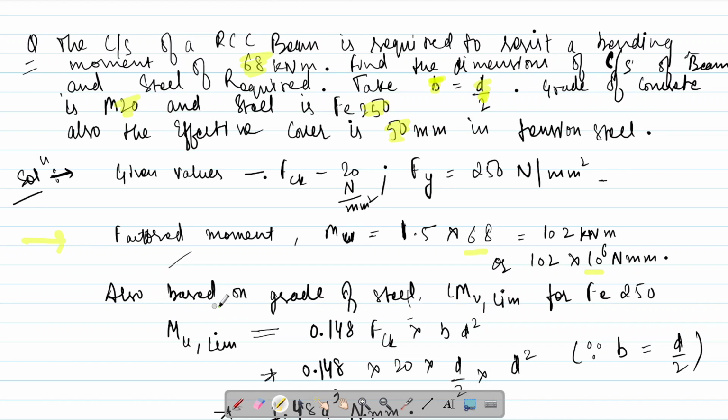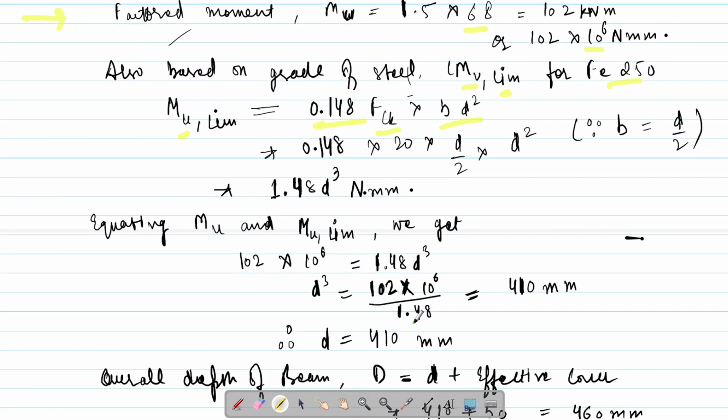Also, based on the grade of steel, we can calculate Mu limiting for Fe250, which is according to a table which provides the value of Mu limiting for Fe250, which says Mu limiting is equal to 0.148 fck b d square. So here fck value is 20, b is d by 2, and d will remain as such. So this value will come out to be 1.48 d cube Newton mm.